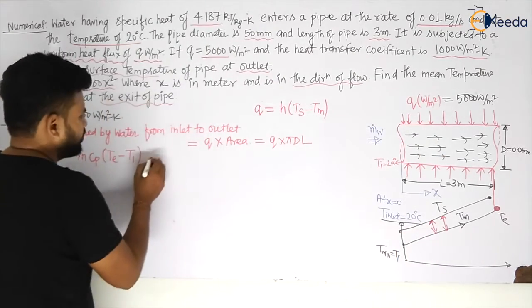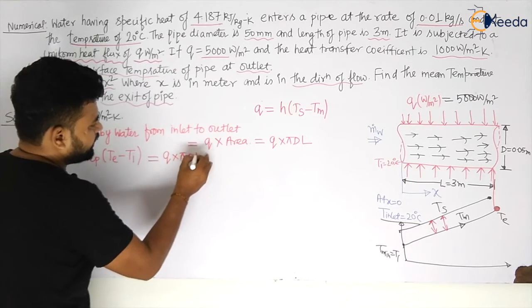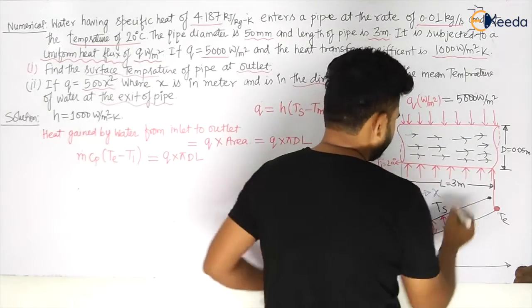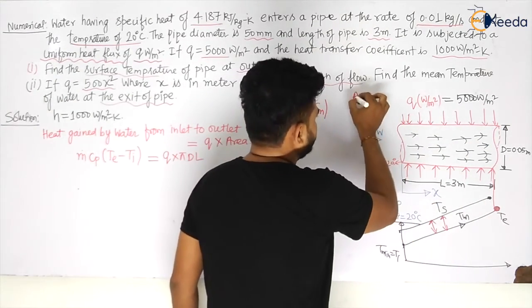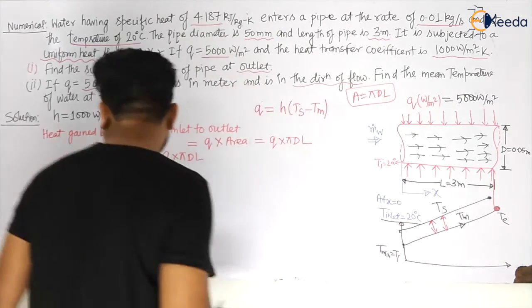Okay, now this will be equal to nothing but Q into pi dl, my dear students, because from inlet to outlet, what will be the total area? From inlet to outlet, total area will be pi dl, my dear students. Okay, now let us see.